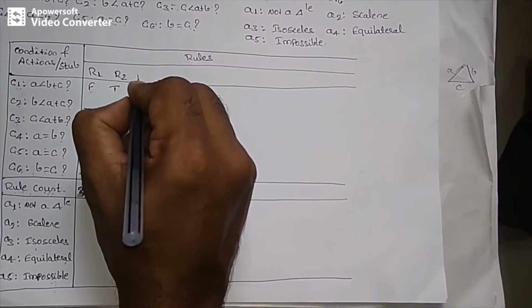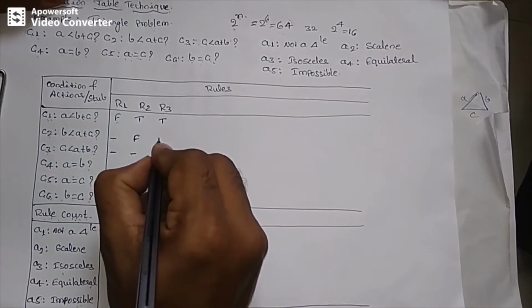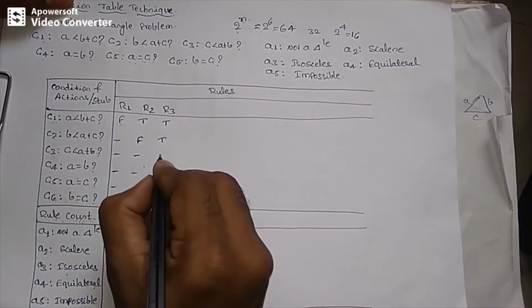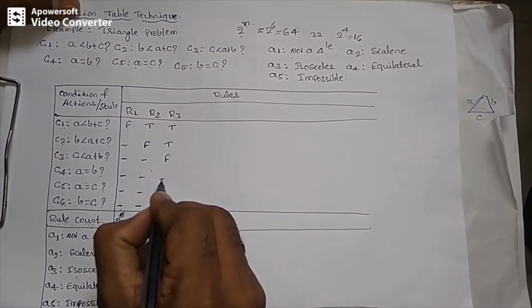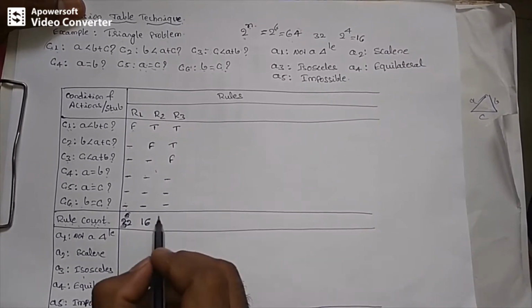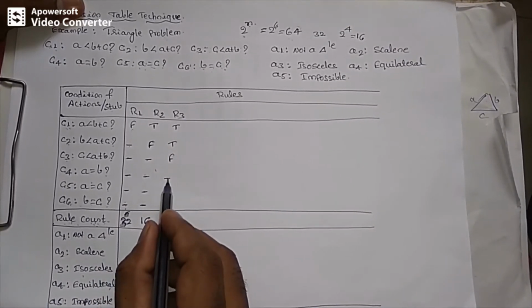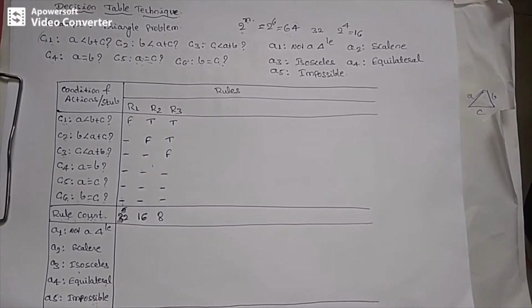Now I will jump to rule 3. Here I make the first one true, and the second one true. Then condition 3 I make false. Then what about C4, C5, C6? They are not applicable. Then what is the rule count now? 2 to the power of 3, which means 8 rules are covered.